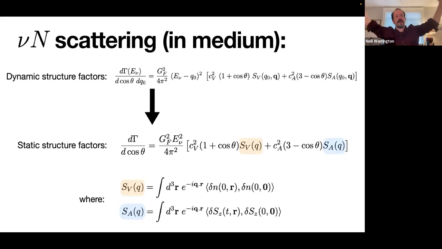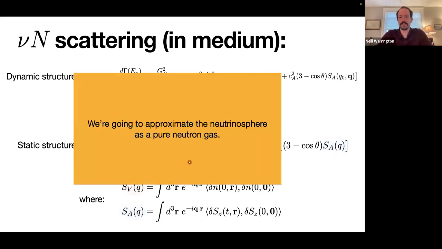But I would just like to communicate that what we've just done is very typical in physics. We've taken a huge problem with a lot of moving parts, and we've slowly made a sequence of approximations to distill it into a tight, answerable question. If you want to know the scattering rate of neutrinos in the neutrinosphere, what you've got to do is calculate these structure factors.